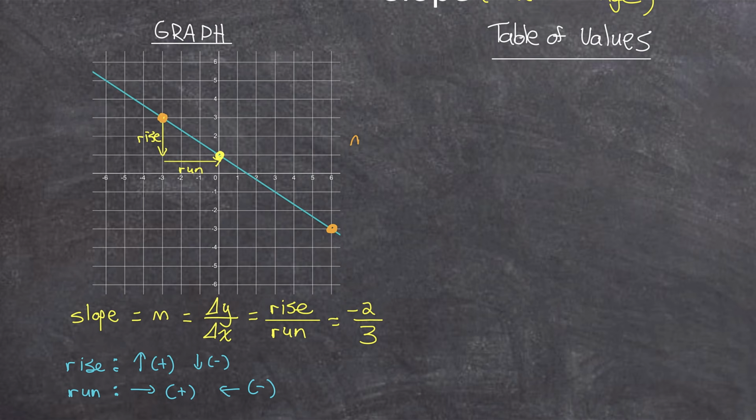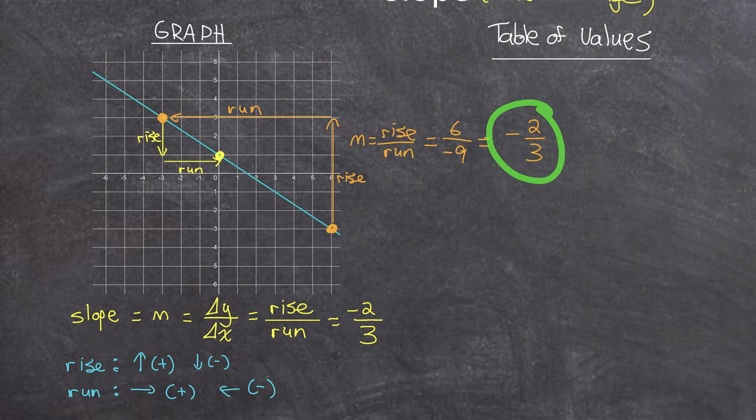The slope, m, would be rise over run, and the rise, I said we would have to go up 6 units, which means the rise is +6, and then we would have to go to the left 9 units, which means the run is -9. 6 over -9 could reduce to -2 over 3. Notice the same value we got when we chose the first 2 points.